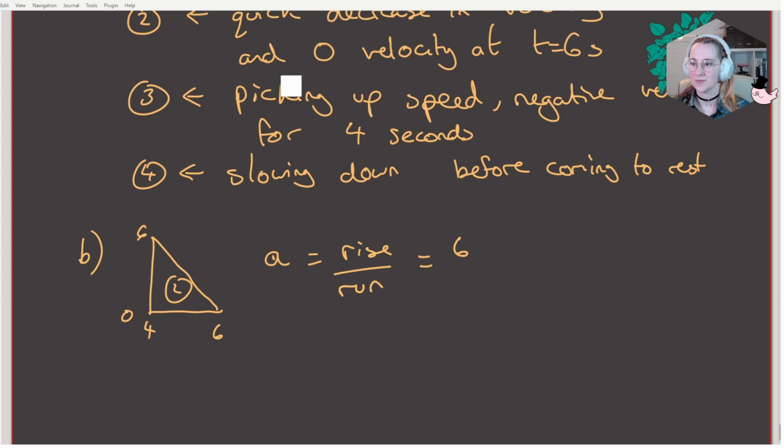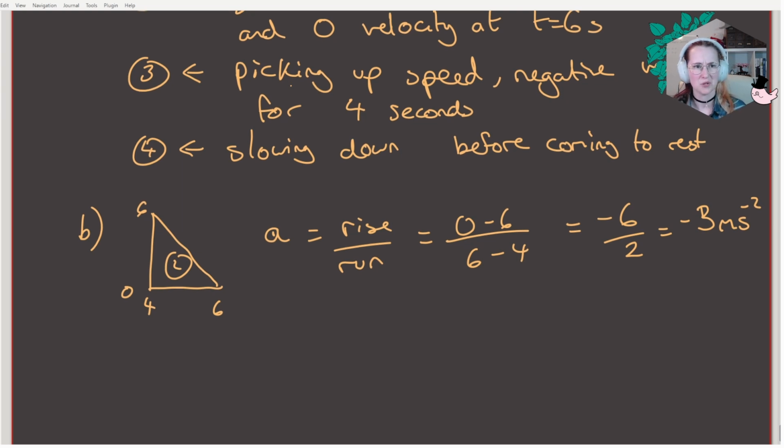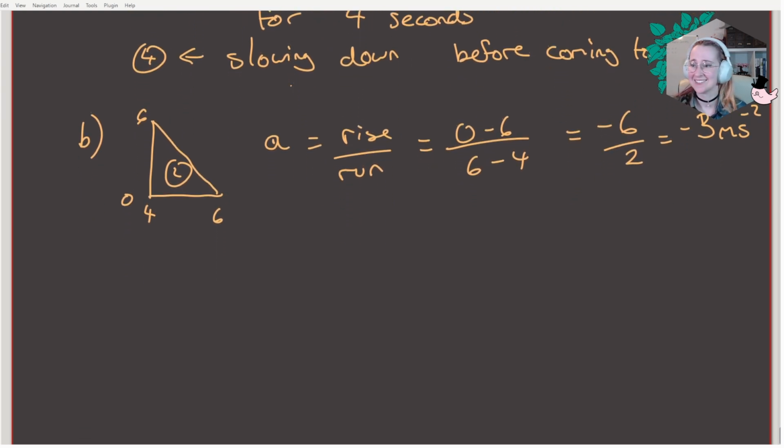So rise is, we read from left to right and bottom to top. So rise is 0 to 6, so 6, yeah, 0 minus 6. No, sorry, top minus bottom and right minus left. 6 minus 4. That made sense in my head. This is the right way around. So we end up with minus 6 over 2, which is minus 3 meters per second squared. So that is quite fast deceleration. Maybe? Who knows? It's not instantaneous.